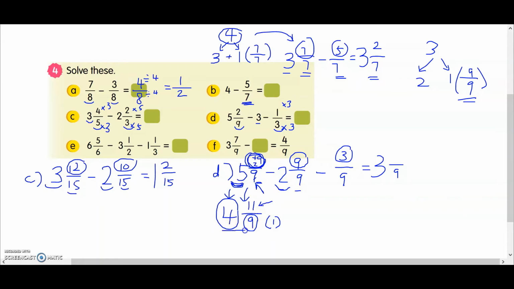Okay, if you're not sure, we check again. If we change back 11 over 9 to proper fraction, we will get 1, 2 over 9. Right? 1, 2 over 9. This is 11 over 9. Then if we plus 4, then we get 5, 2 over 9. Okay, so now we can minus this.